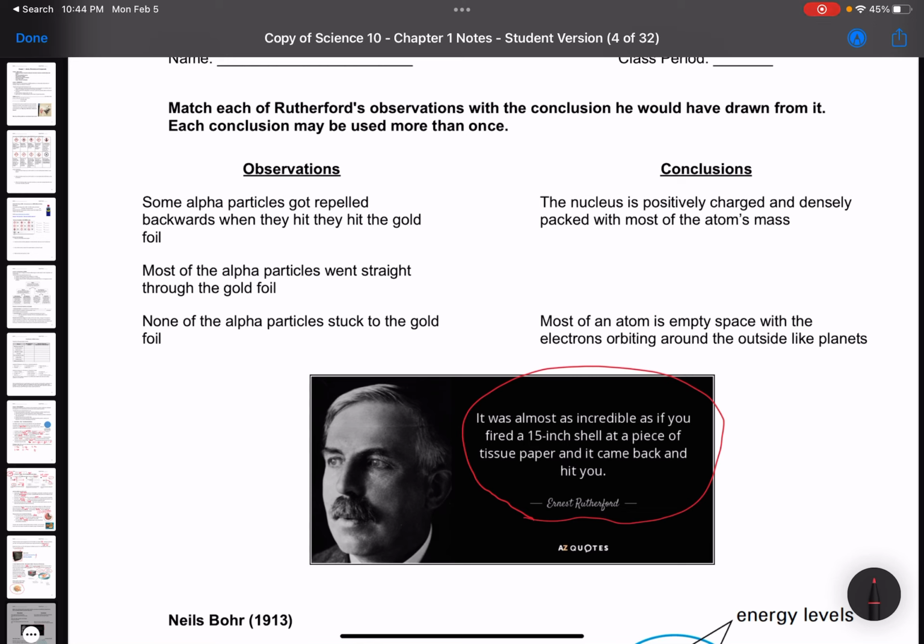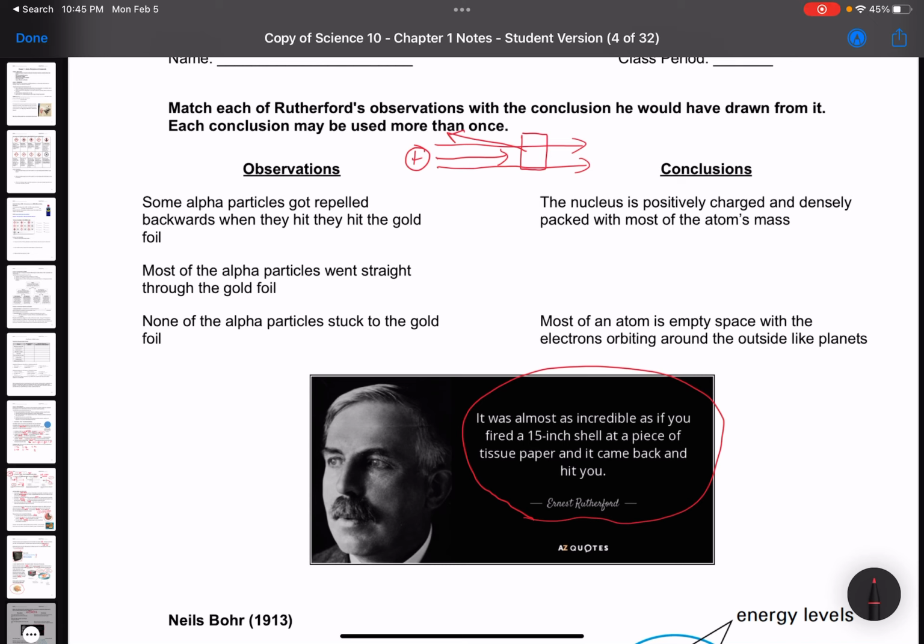So he came up with some conclusions from this. Remember, he took something positive and shot it towards something, and some of them ended up getting repelled back, so it bounced off instead of just going through. Most went right through, but some ended up getting bounced back. So these were his observations: some alpha particles got repelled backwards when they hit the gold foil. He also observed that most of the alpha particles went straight through, and that none of the alpha particles got stuck to the gold foil.